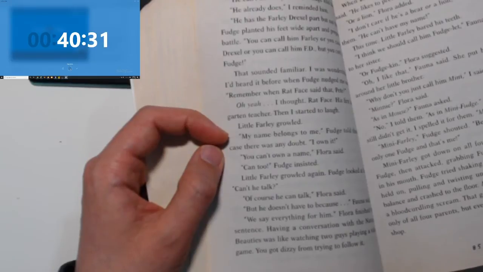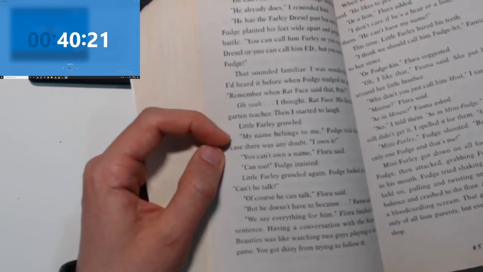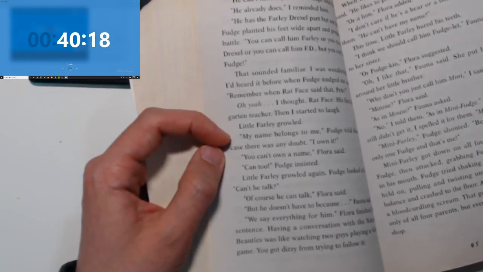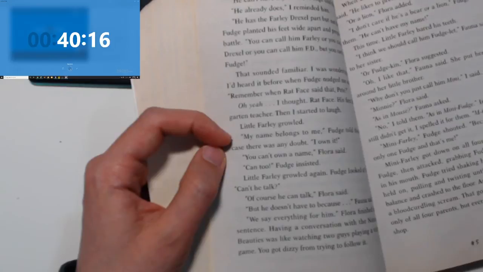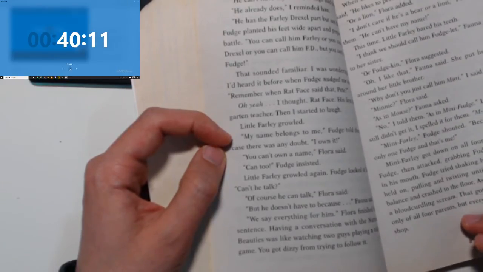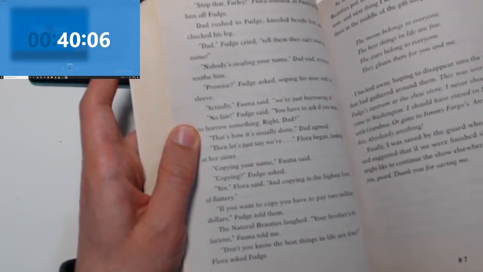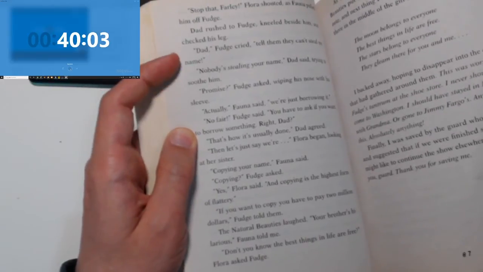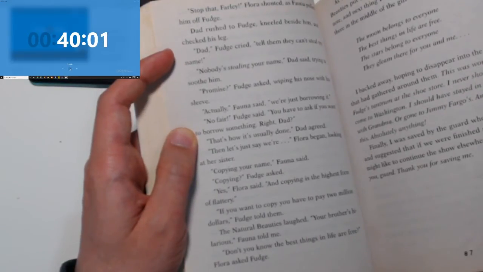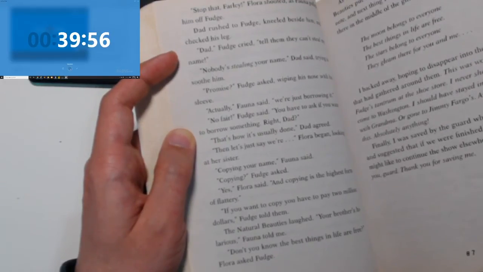Fudge tried shaking him off, but Minnie held on, pulling and twisting until Fudge lost his balance and crashed to the floor. As he did, he let out a blood-curdling scream that got the attention not only of all four parents but everyone else in the gift shop. "Stop that, Folly!" Flora shouted as Fauna pulled him off Fudge. Dad rushed to Fudge, kneeled beside him, and checked his leg.